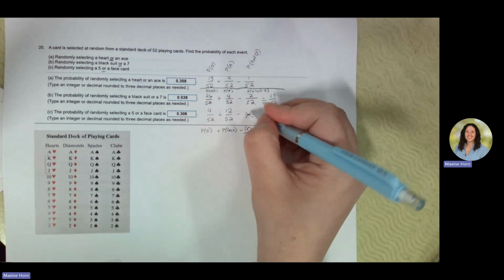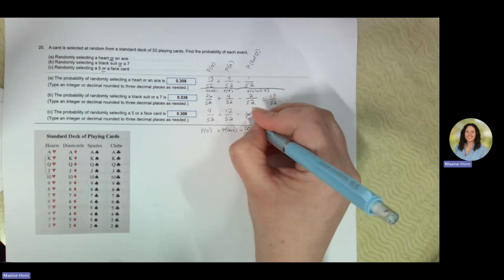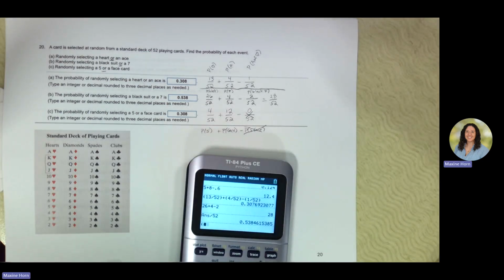Okay. And then if we wanted to have a fraction here, we could say this would be a denominator of 52, but how many 5s are face cards, or the overlap of 5s and face cards? Well, that's 0 out of 52. So if I have 4 out of 52 plus 12 out of 52, that gives me this number, which when I round is going to get us 0.308. Okay.